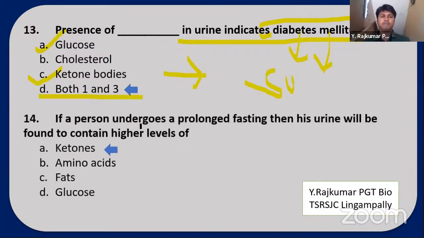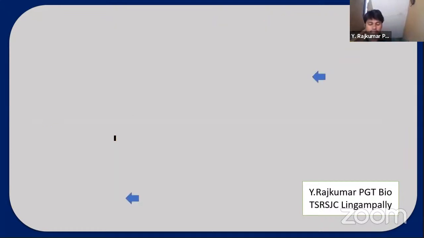Let's see the next question. If a person undergoes prolonged fasting, then his urine will be found to contain higher levels of. So a person is fasting more. That means if he is not eating for a long time, in them we can find the ketone bodies. The answer is ketone. For the 14th question, the answer is ketone. Let us see the next question.